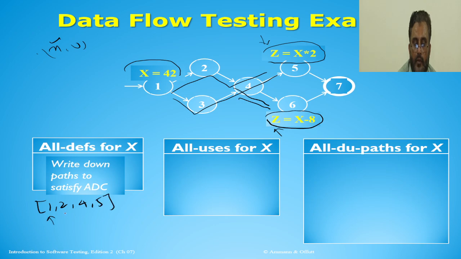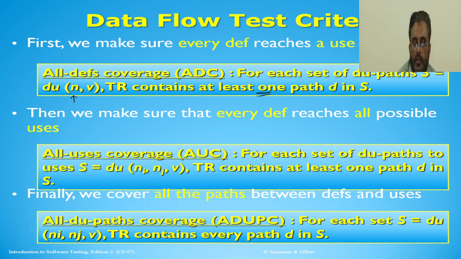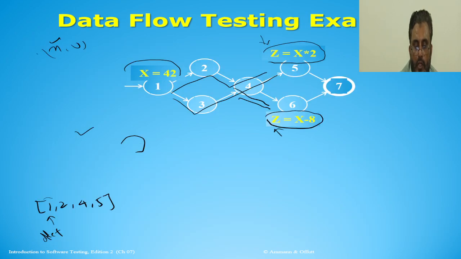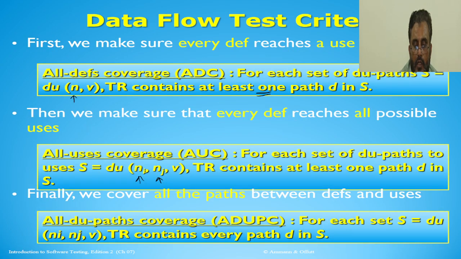So one node, the first node, node 1, has the definition of x. So if I am talking about all defs coverage, out of these all 4, I can just pick one, and that will be enough to cover all defs coverage. So it provides me the definition which is on this node. So I have covered the definition of x which was on node 1. And what was the case of all uses? For each set of du-paths to the uses, we specify the node, the initial node, where the variable is defined, and we also think about where a variable is being used. So let's see how we can do it, and we need to cover each path that takes us to a different use.